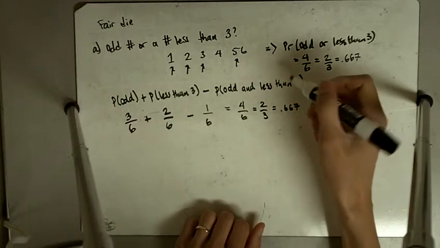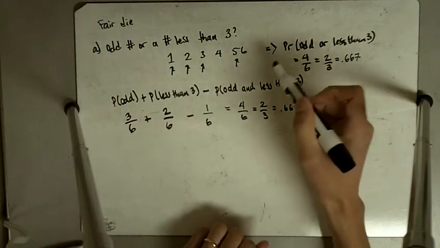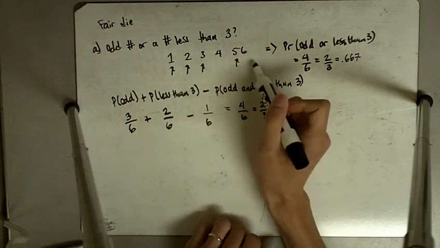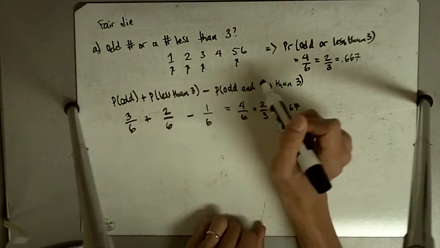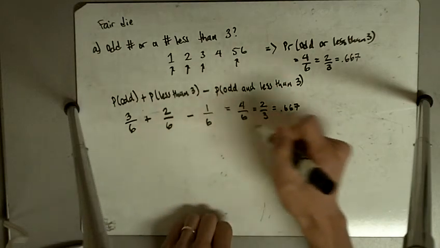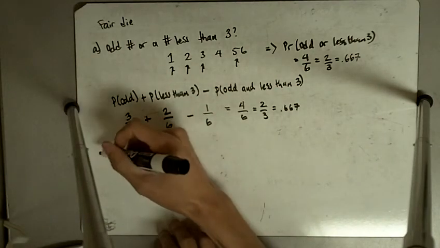So there's 2 ways to solve part A. Okay, it seems like this way was easier, but that's only because there's 6 possible outcomes. Sometimes you have a whole bunch of outcomes, and using the formula like this is much easier.